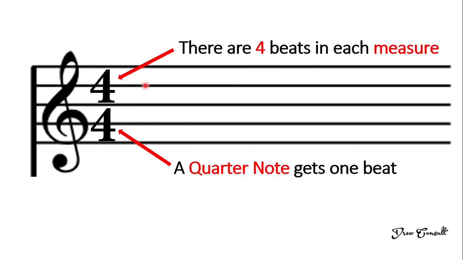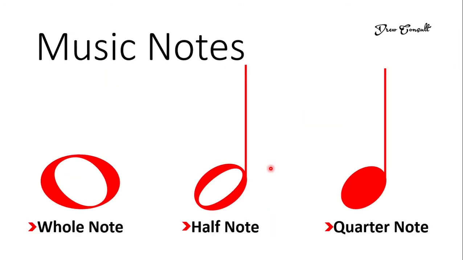And each beat gets a quarter note. The 4 over here is the quarter. Each beat gets a quarter note. Let's look at the quarter notes we saw previously. This is a quarter note. This is the quarter note we're talking about.